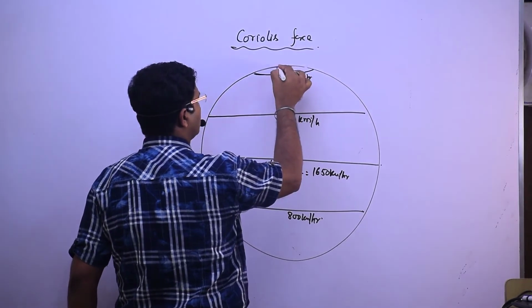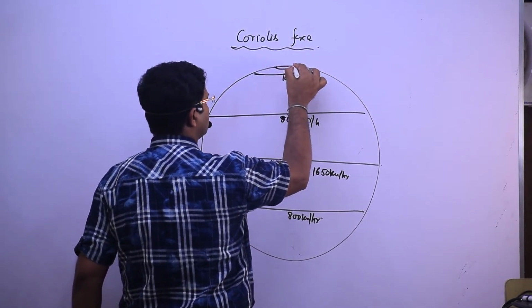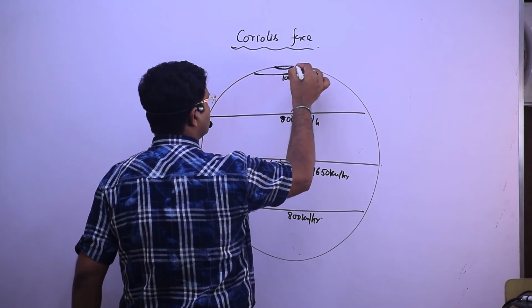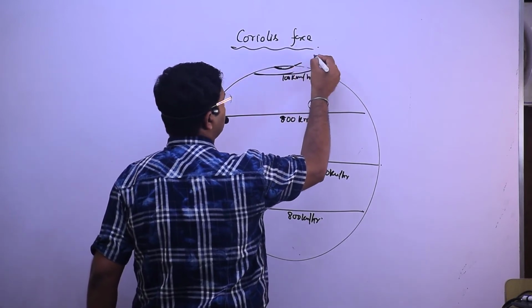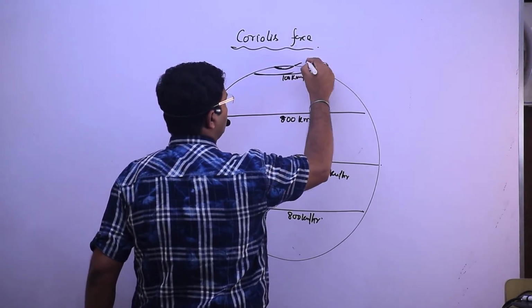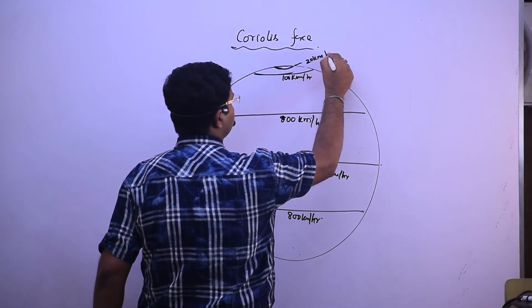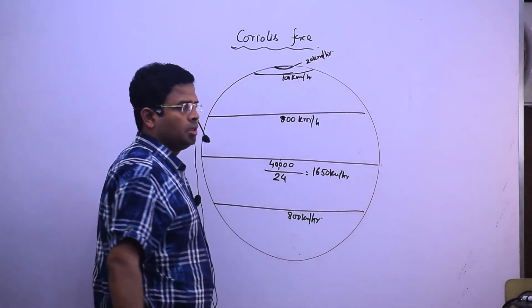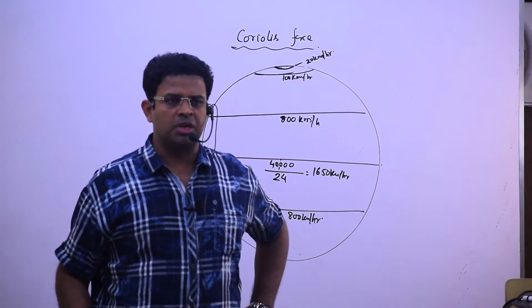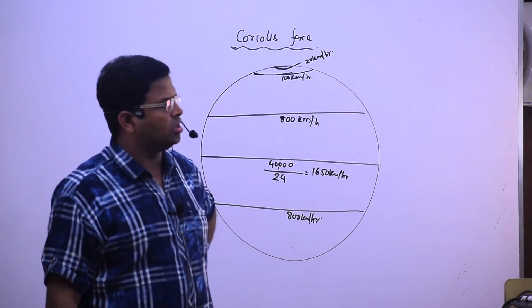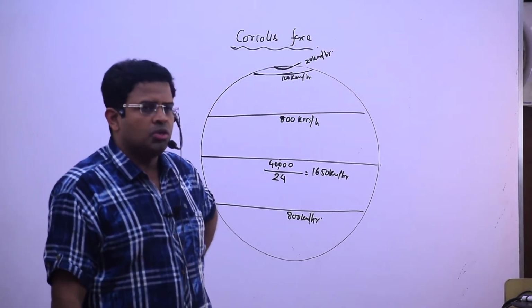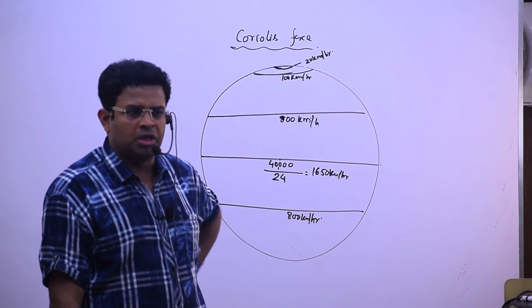And finally if I am coming near to the poles, it can become 20 kilometer per hour. So how are the speeds changing if I am coming just near to the pole? It is becoming, like I said, 20 kilometer per hour.